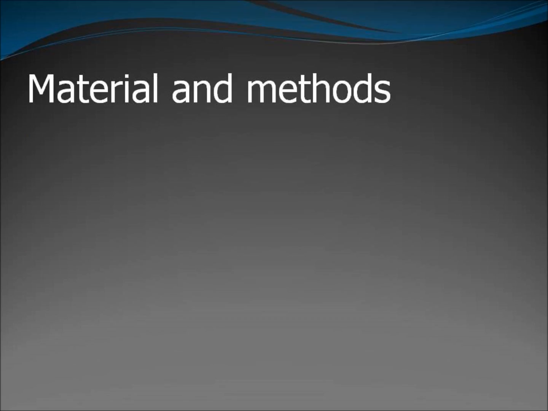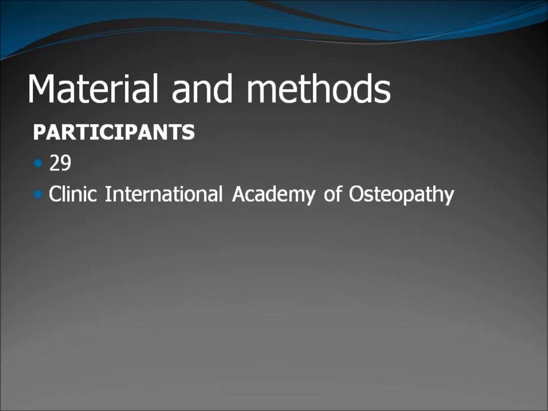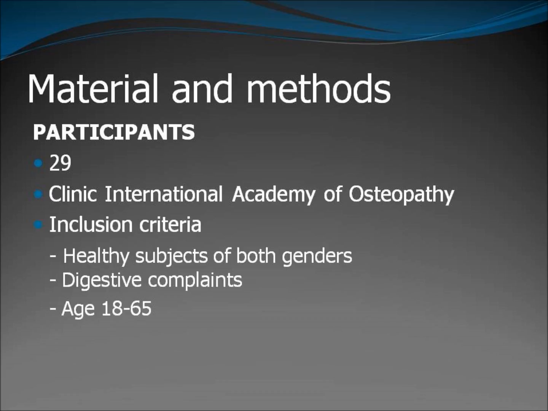The material and methods. 29 participants were recruited in December 2015 from the clinic of the International Academy of Osteopathy in Ghent. The inclusion criteria implied healthy subjects of both genders with digestive complaints such as bloated feeling, cramps, constipation, stomach ache, diarrhea, flatulence, heartburn, regurgitation, nausea and vomiting, age between 18 and 65.